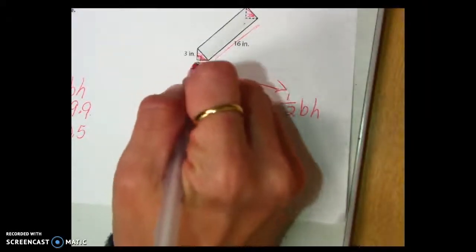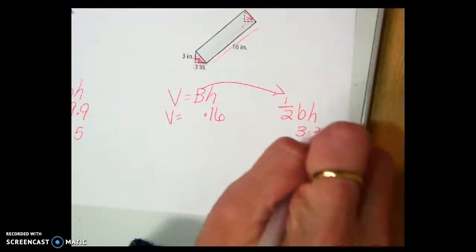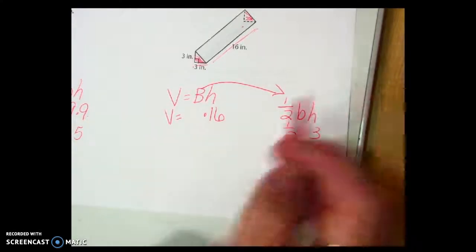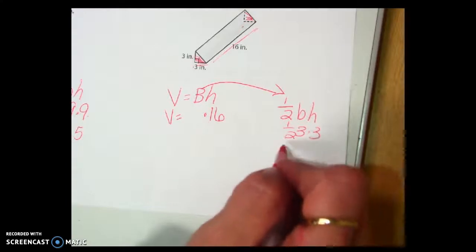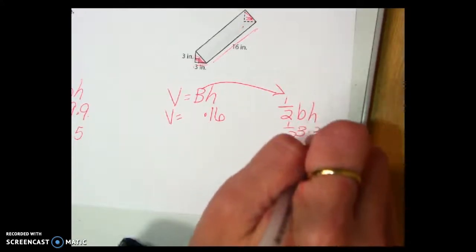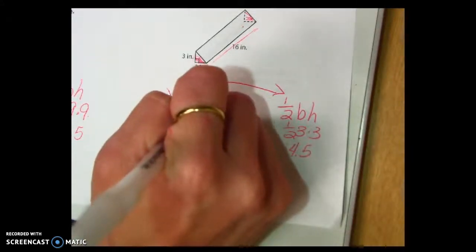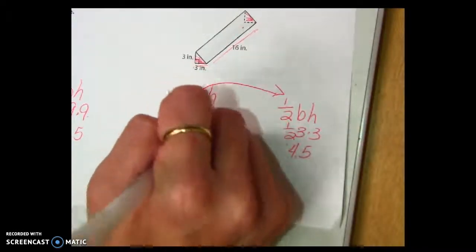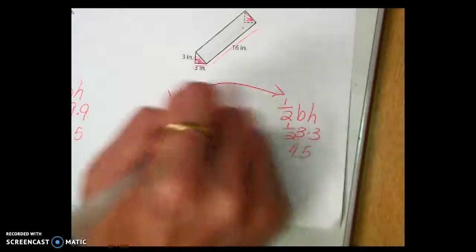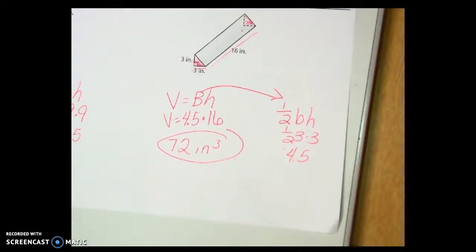So the base and the height of the triangle is 3 and 3. I don't want to take half of 3, so 3 times 3 is 9. Half of that would be 4.5. So now I'm going to multiply 4.5 times 16, which would give me 72 inches cubed. All right, on the back, you would work this one the exact same way.